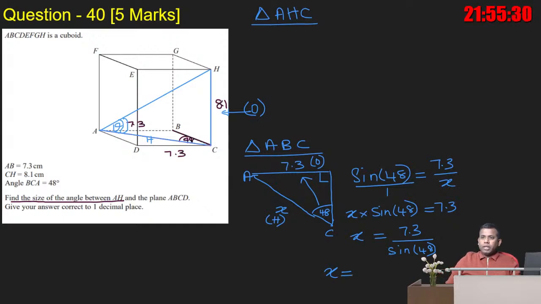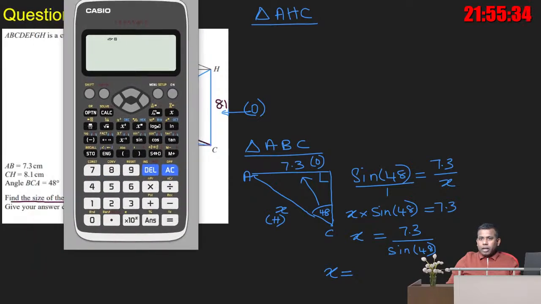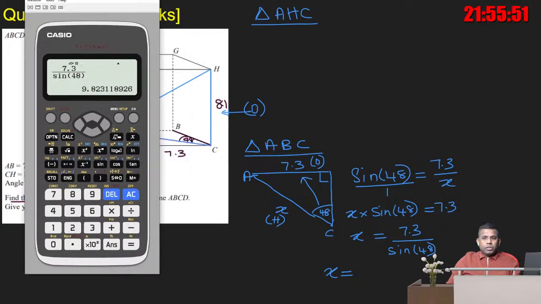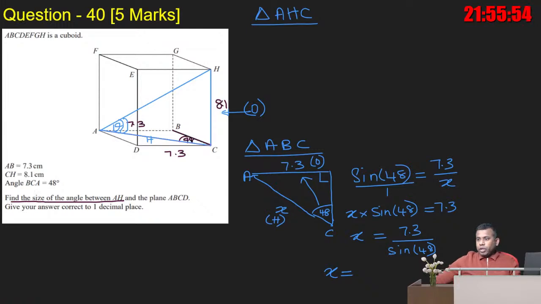So x equal, right? I'm just going to be using the calculator. Give me one more second just to put in the calculator. Just pressing the fraction button, 7.3 divided by, sorry, I don't want to do that one. Coming back here, sine 48, bracket close, and the answer is 9.823. So I'm just going to keep 9.823, but I'm not keeping the answer in the calculator. So that is the hypotenuse side, in centimeters here.